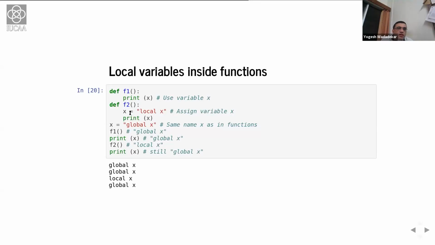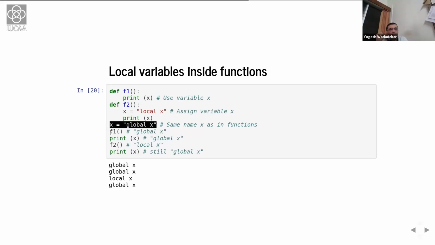So let us look, here we have defined two functions, f1 and f2. And f1 simply prints x, okay. f2 sets x to a string called local x and then prints x. Now, we have set x equal to the global x string. It has the same name as the x inside the function.